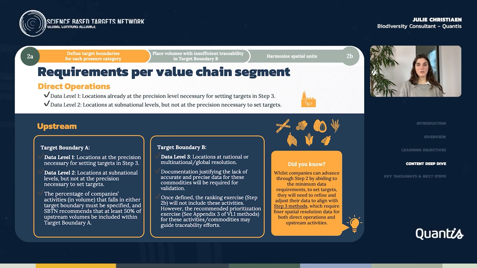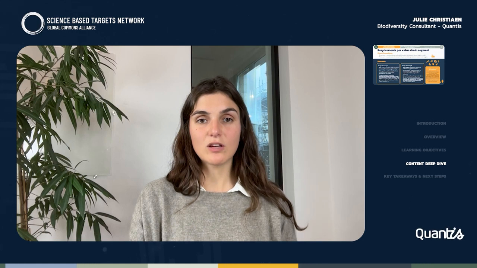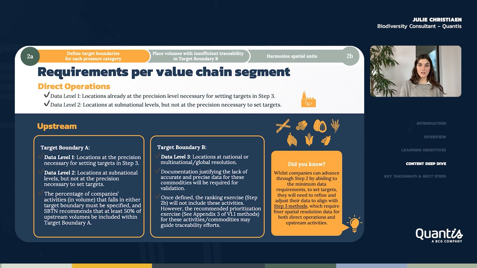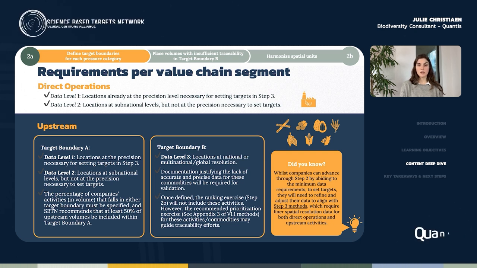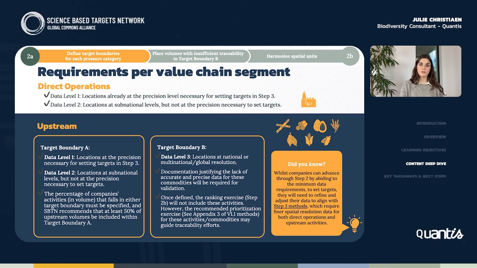One key difference in defining target boundaries for direct operations versus upstream activities is the availability of data and the level of uncertainty for upstream activities. For direct operations, there is a single target boundary for each material pressure. Inside that target boundary, you will have to classify locations into two data levels. Data level 1 includes locations that have the precision needed for setting targets in Step 3. Data level 2 includes locations with some national level data, but not precise enough yet for setting targets.